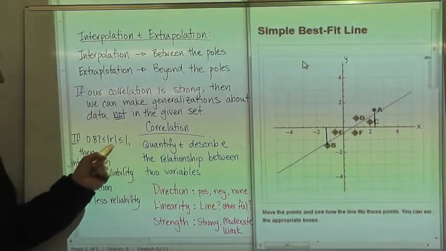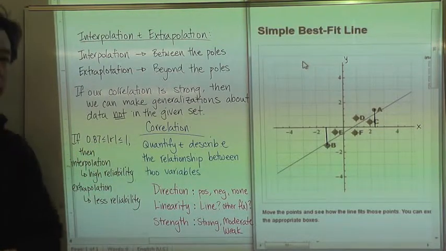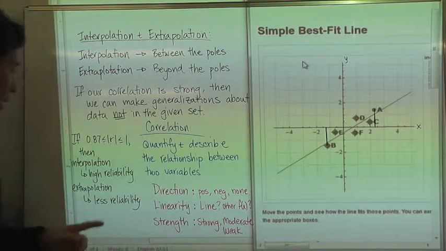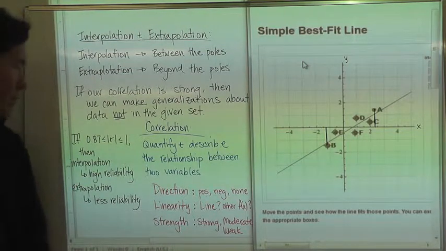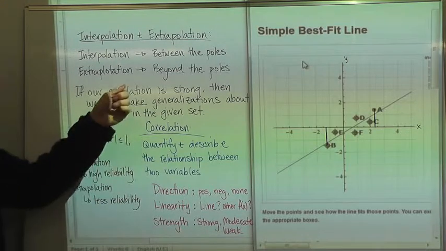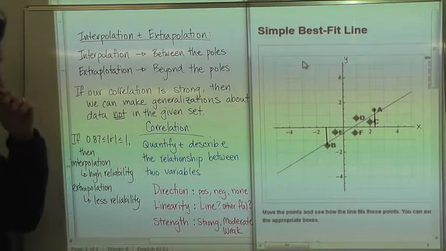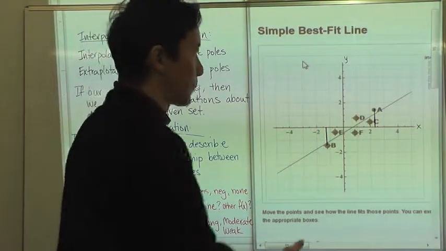Now, take a look at this. If our correlation is strong, then interpolation actually has a very high reliability. Extrapolation has less reliability. Now, why is that? Because we said that our correlation is strong. Now, this is the reason for it.